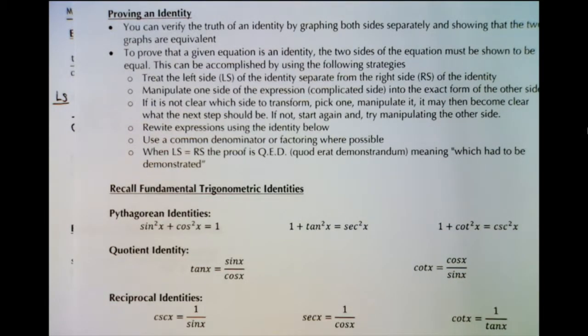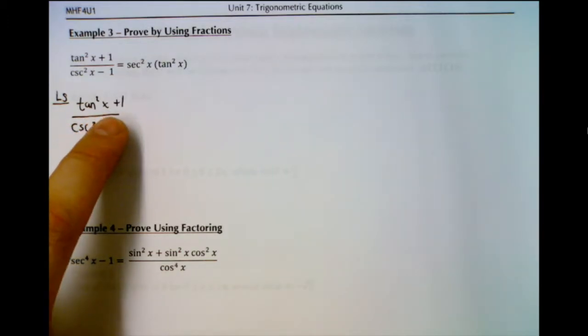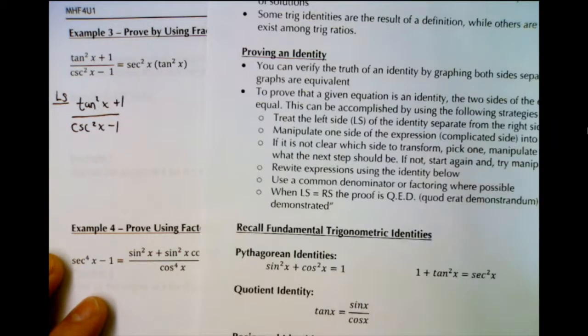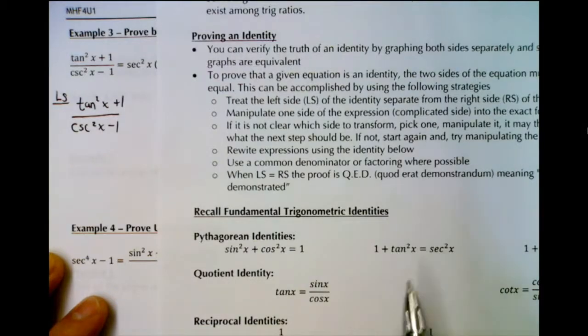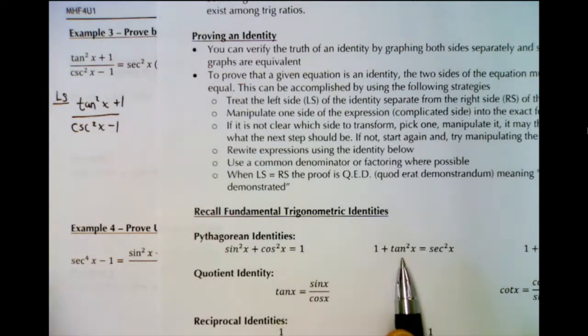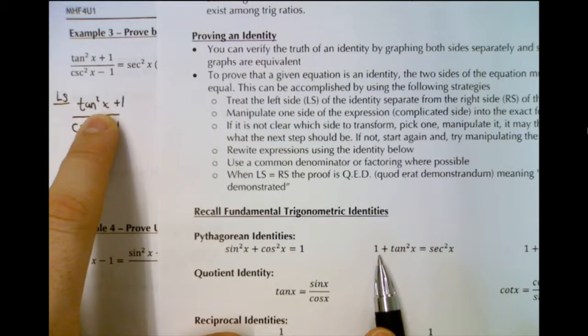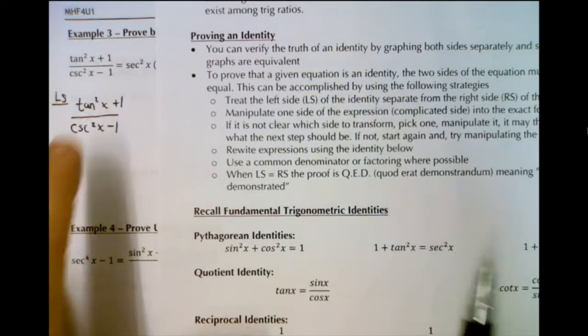So let's look at what we have here. We have tan squared x plus 1 in our numerator. Well, if we look at the second version of the Pythagorean identity, we have 1 plus tan squared x, which we could write the other way and say tan squared x plus 1, but either way, tan squared x plus 1 is equivalent to secant squared x. So that's going to be our first step. We're going to make a replacement in our numerator and call it secant squared x.